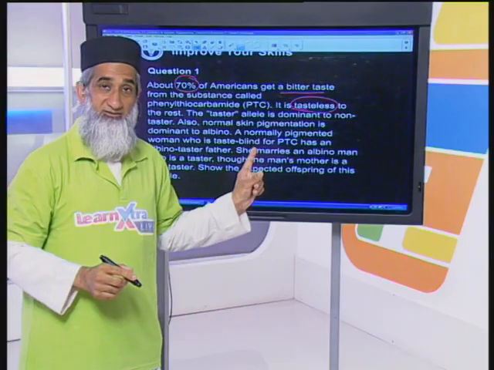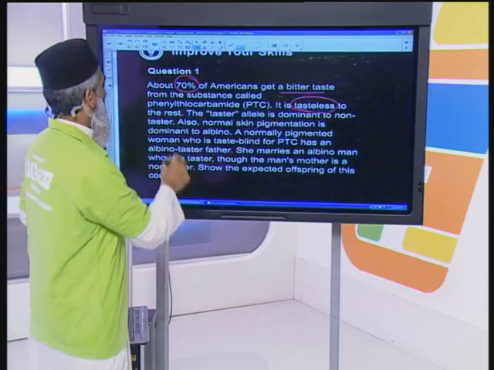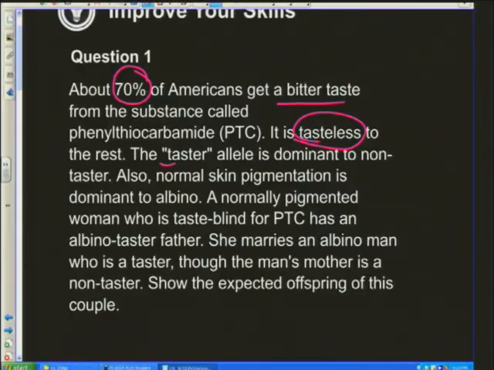Can you see the homework keywords? Good. The taster allele is dominant. So already we can put in our head that taster has to do with capital T, and obviously a non-taster will have a small letter t. Also, normal skin pigmentation is dominant to albino.